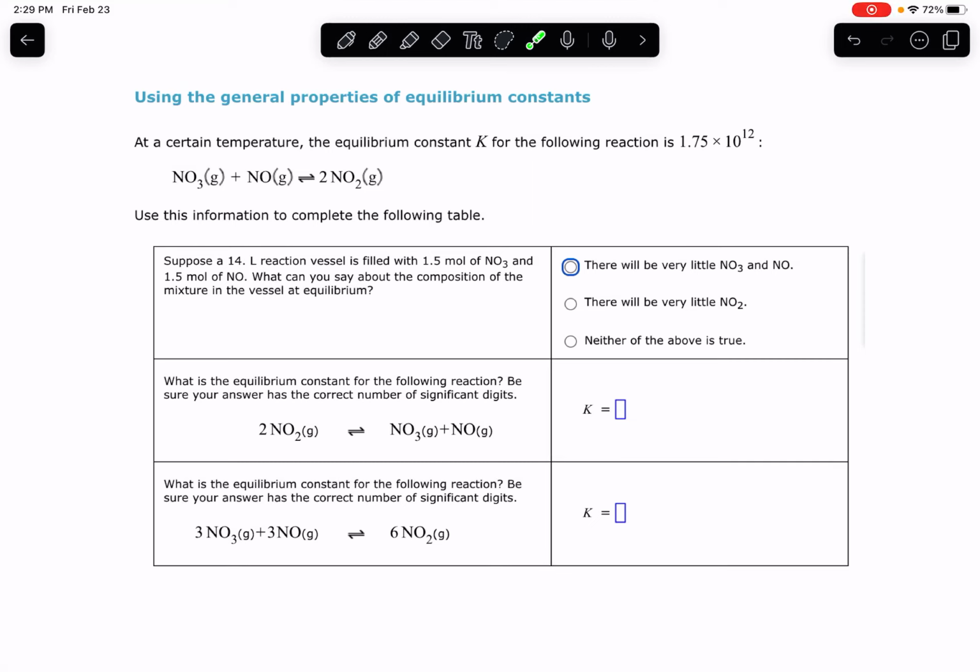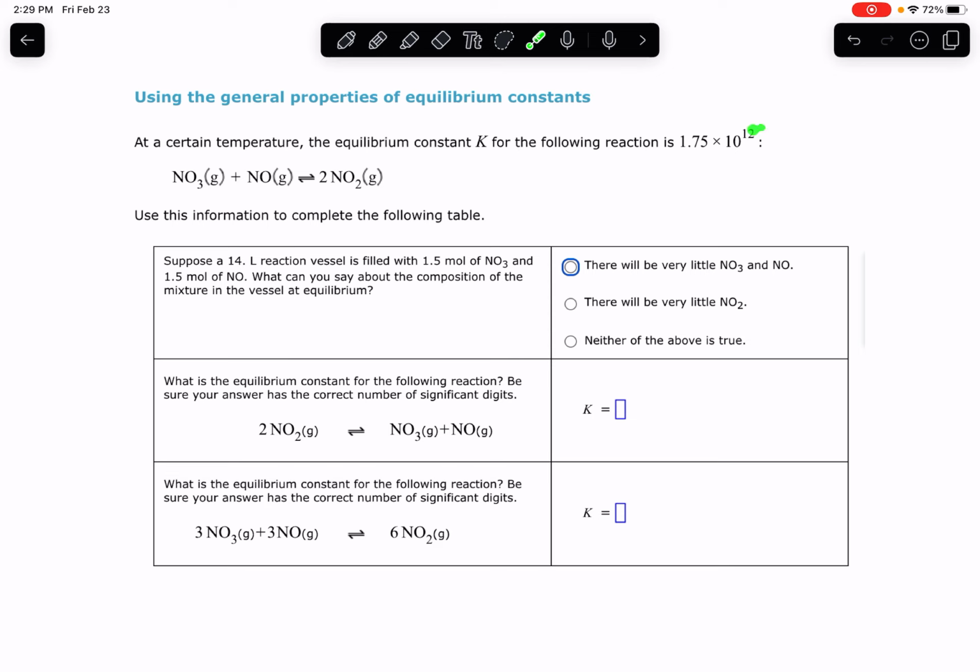All right, so let's take a look at this problem here. And they're asking in the very first problem, they're saying, hey, you're starting off with a certain amount of NO3 and NO, and they're asking, what can you say about the composition of the mixture in the vessel at equilibrium? In other words, how much are you going to have at equilibrium?